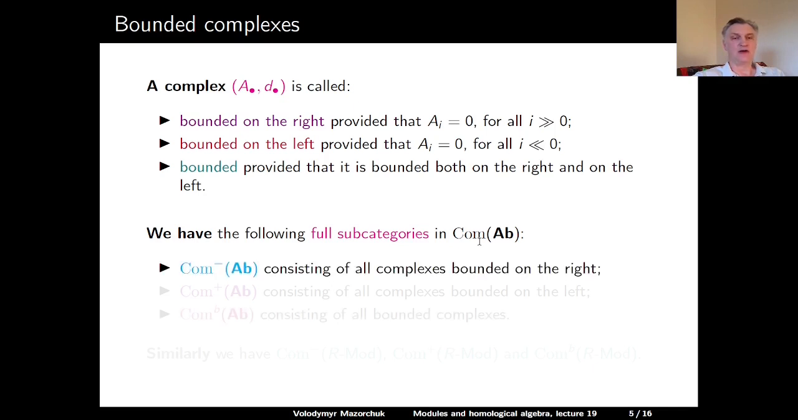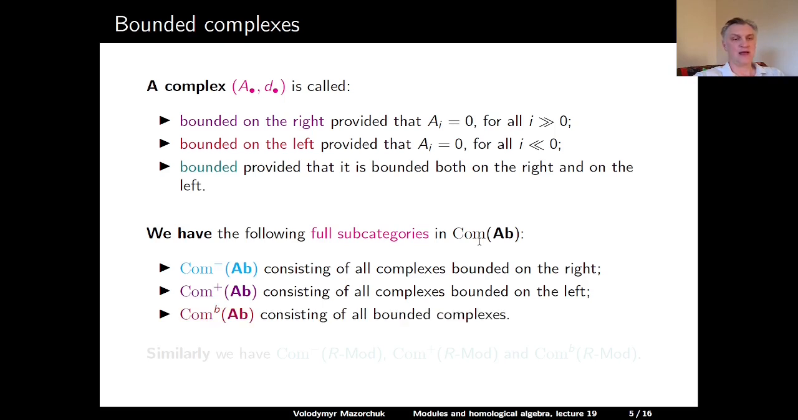Hom upper minus up. So this is a category which consists of all complexes bounded on the right. Hom upper plus up. So this consists of all complexes bounded on the left. And com upper b up, which consists of all bounded complexes. And we can define similar categories of complexes over the category of R modules for any ring R.